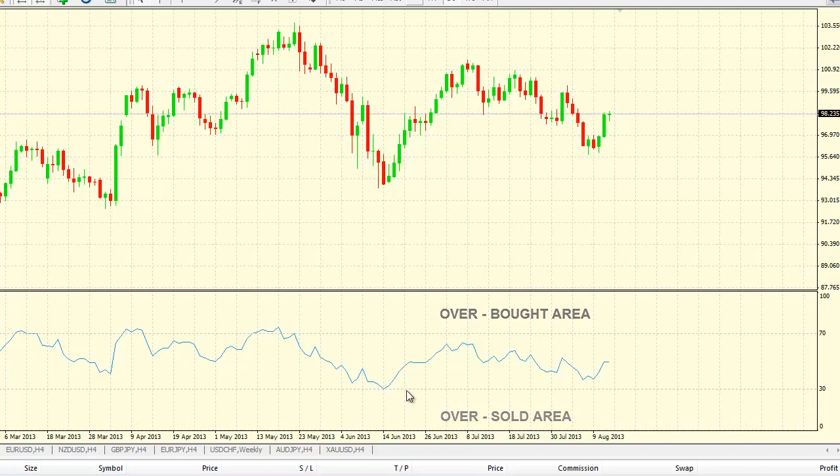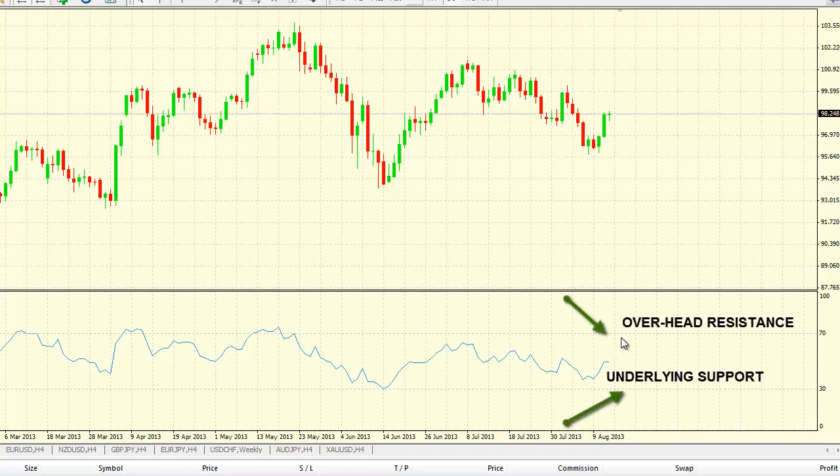These levels at 30 and 70 act as the underlying support and overhead resistance respectively. So mostly traders tend to buy as the RSI reaches close to 30 and sell the financial instrument as the RSI moves closer to the 70 level. Let's now have a look at how the value of the RSI, which is plotted onto this chart, is calculated.